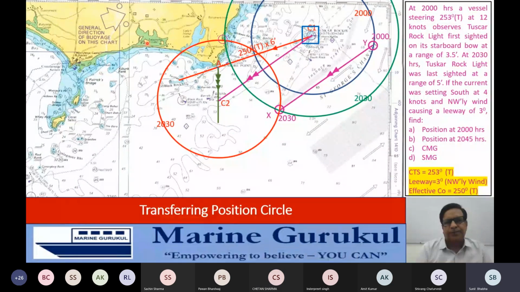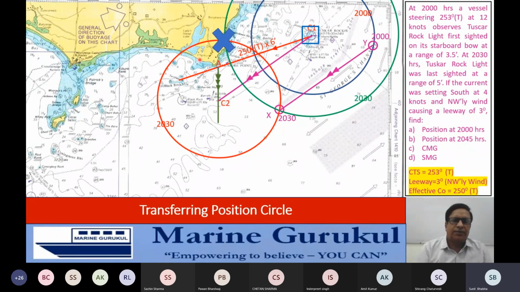Okay, very good. So with this, basically we have covered the position circle transfer concept. Let me see if anything else is there. Therefore, this point Y is the 20-100 hours position circle, X is the 20-30 position circle, XY is the CMG, and distance XY is the distance made good in half an hour; double it to get the speed made good. I hope with these examples, the concept of transfer of position circle is pretty clear to us.